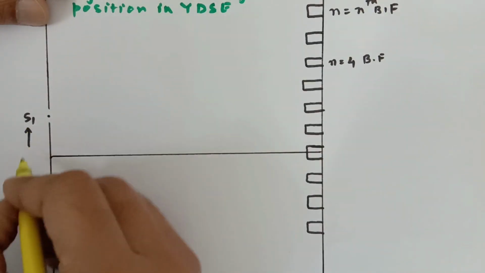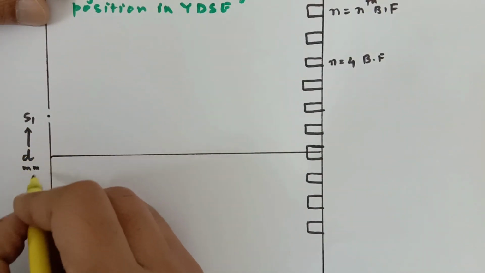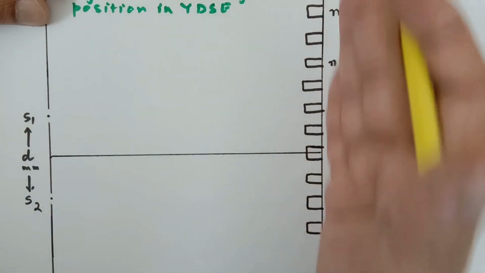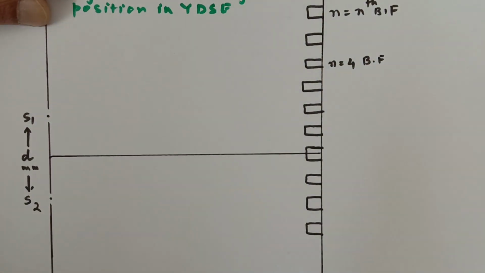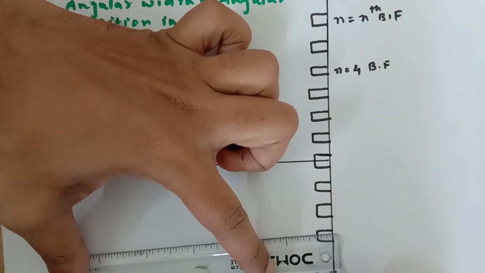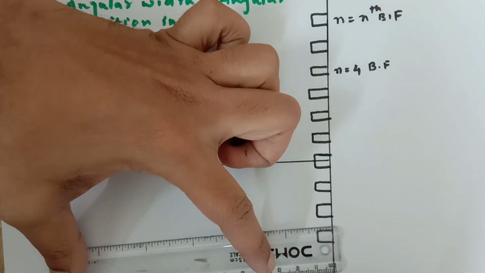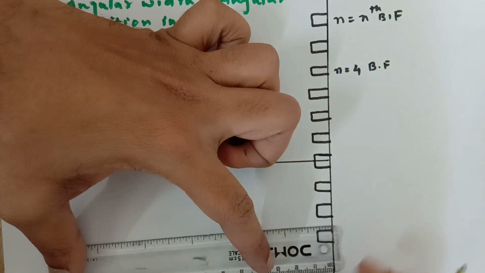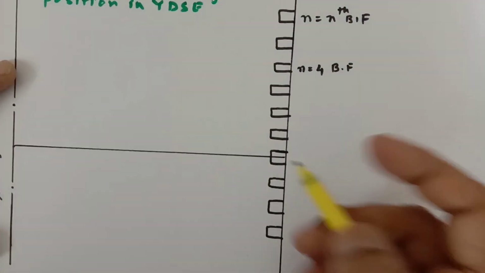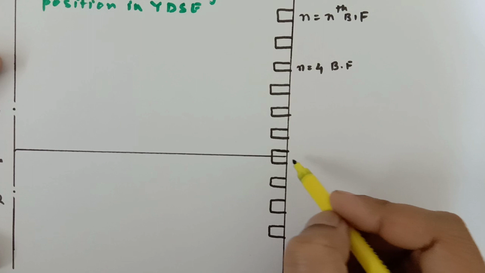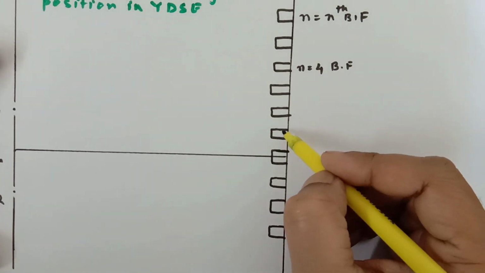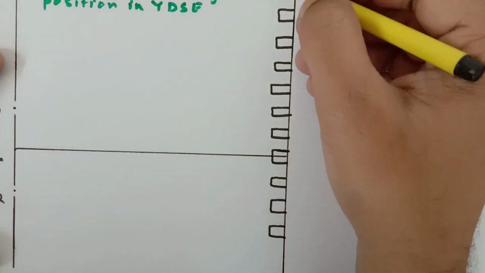The distance between these two slits, small d, is in millimeters, and the distance from the screen to the slits S1 and S2 is capital D, which is in meters. So this is capital D. Now we know that the fringe pattern formed over here has n equal to 0, which is always the central bright fringe, then first dark, first bright, second dark, second bright, and so on.